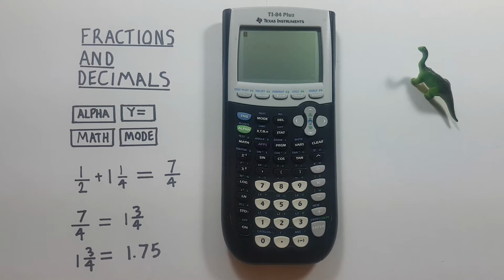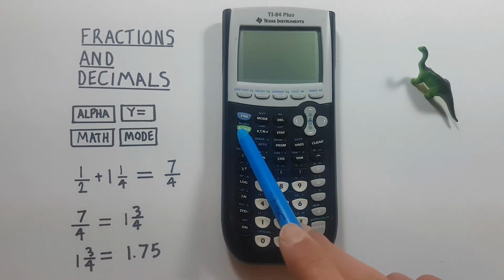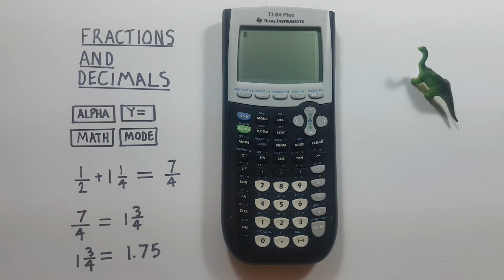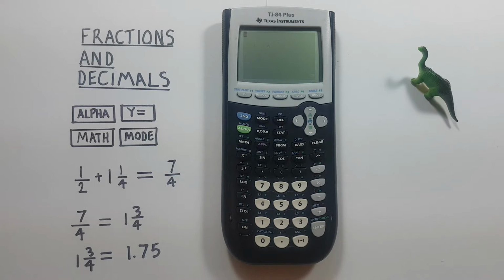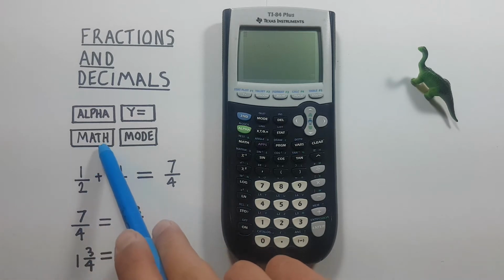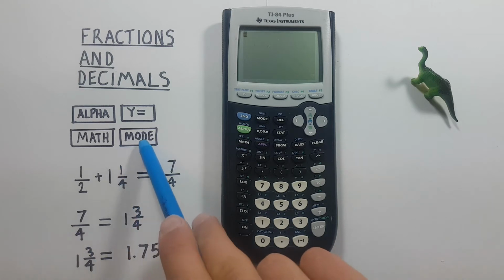I'm Rick, and in this video we're going to have a look at how we can convert between fractions and decimals on the TI-84 Plus Texas Instruments calculator. To do this, we'll be using the alpha key that looks like this, located here, the y equals key that looks like this, located here, the math key that looks like this, located here, and the mode key that looks like this, located here.